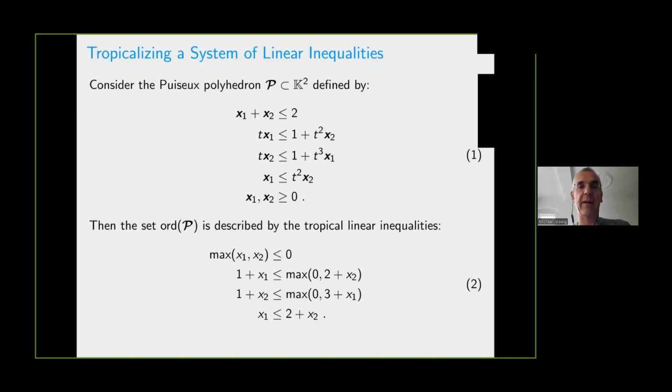Okay, so this is a mechanical way to pass from a feasible region of a linear program over Puiseux series to inequalities in this tropical arithmetic, and the feasible set is a tropical polyhedron. Again, piecewise linear because we look at maxima of linear functions. Okay, so how should you think about this?